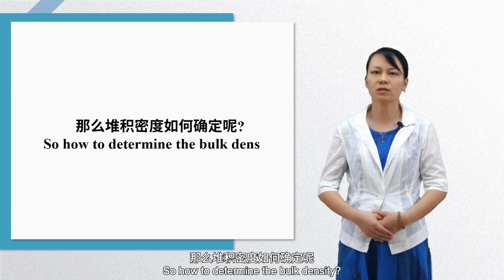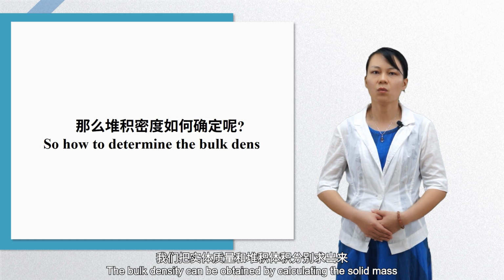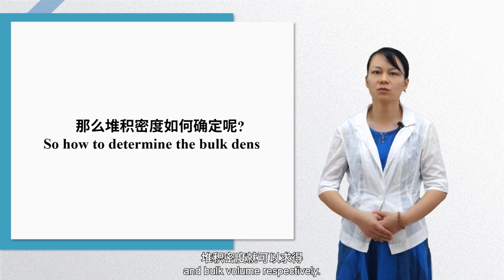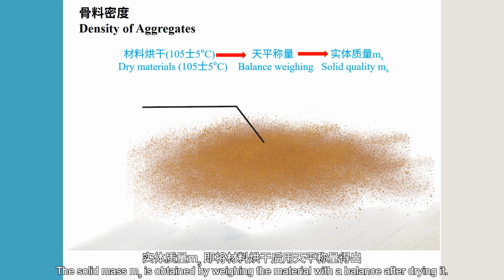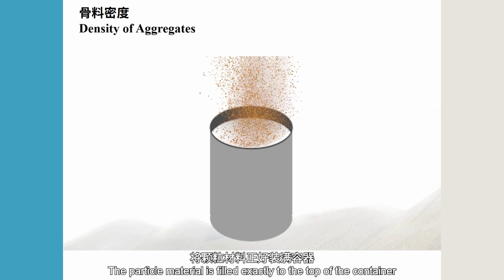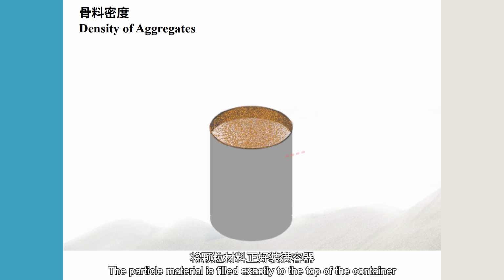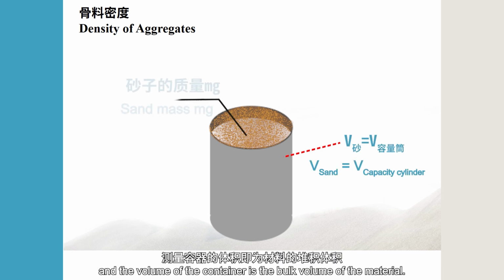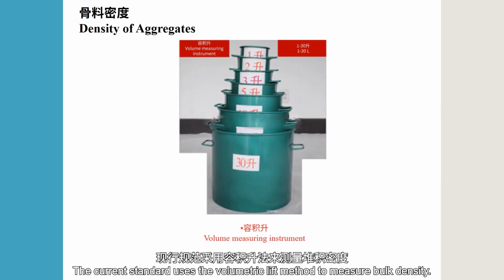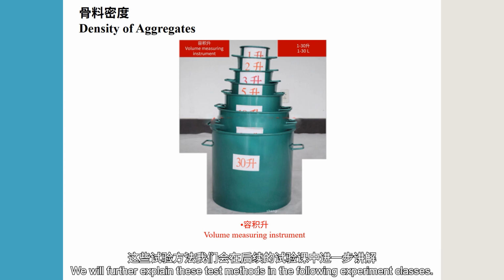So, how to determine the bulk density? The bulk density can be obtained by calculating the solid mass and bulk volume respectively. The solid mass ms is obtained by weighing the material with a balance after drying it. The particle material is filled exactly to the top of the container, and the volume of the container is the bulk volume of the material. The current standard uses the volumetric flask method to measure bulk density. We will further explain these test methods in the following experiment classes.